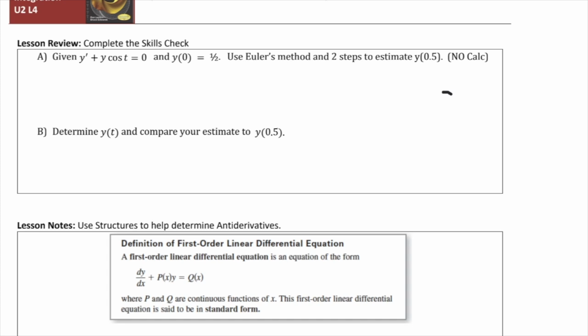For today's lesson preview, you are given a differential equation and an initial value. Use Euler's method and 2 steps to approximate y at 0.5. Please do not use a calculator. For question B, I want you to determine y and then compare your estimate to y at 0.5. So go ahead and get that lesson preview started.